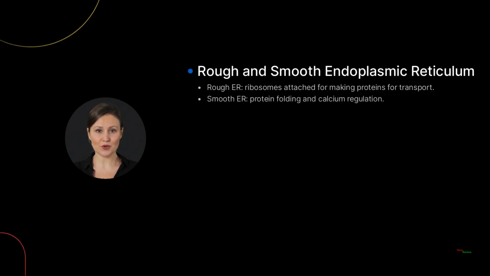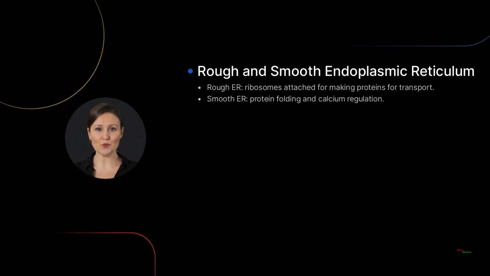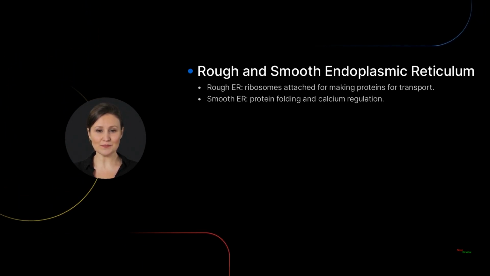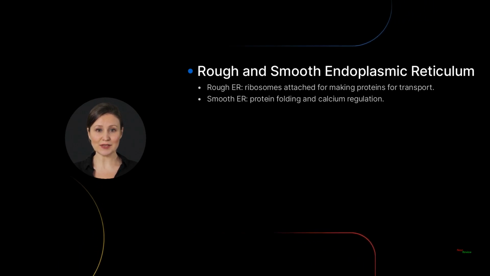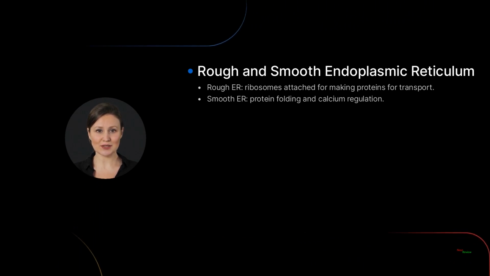Continuing on with the organelle tour, rough endoplasmic reticulum, or rough ER, is an organelle with many ribosomes attached. As it turns out, ribosomes that are freely floating in the cytosol tend to make proteins for the cell itself, while ribosomes that are attached to the rough ER make proteins for organelles, as well as proteins that are meant to be inserted into the cell membrane.